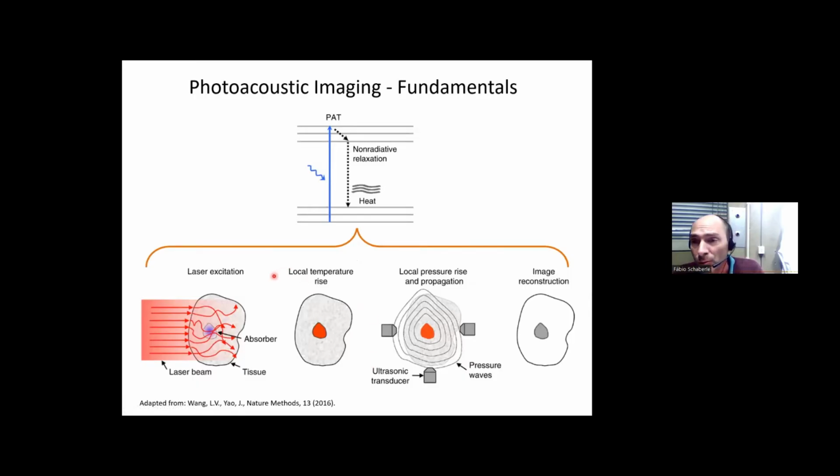This is a picture to summarize what I said before. So you have the tissue here, and you have here a spot with the contrast agent to be absorbed, or the molecule that produces photoacoustic signal. So when it is irradiated, there is a local temperature rise, a very fast one. This is in the femto to picoseconds. Then this very fast heat deposition will generate a pressure wave that will be detected by ultrasonic transducers and reconstructed as an image.